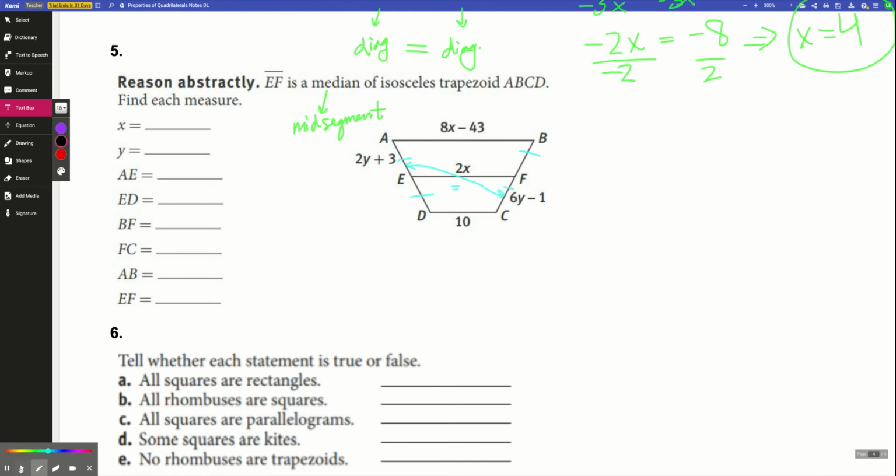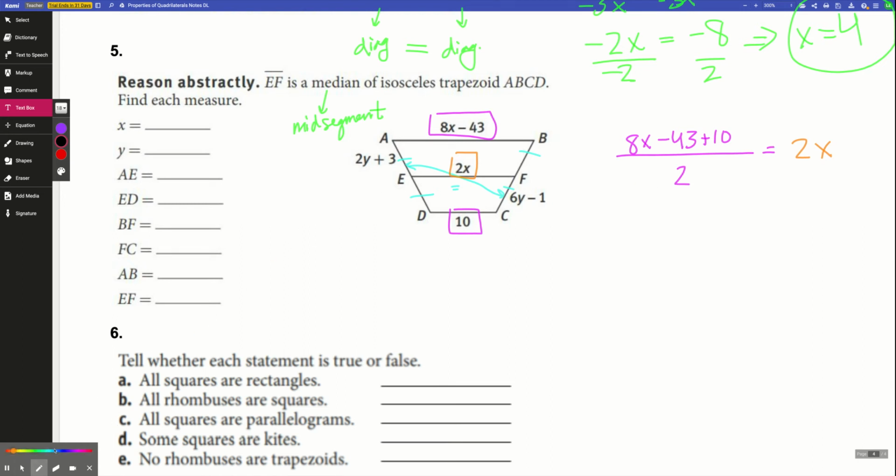To solve for x, I have to use my mid-segment equation, which, if we recall, is I add the bases, 8x minus 43 plus 10, and cut that in half, and that equals the mid-segment, which is this. So that equals 2x. All right, so I have this equation here to solve for x.